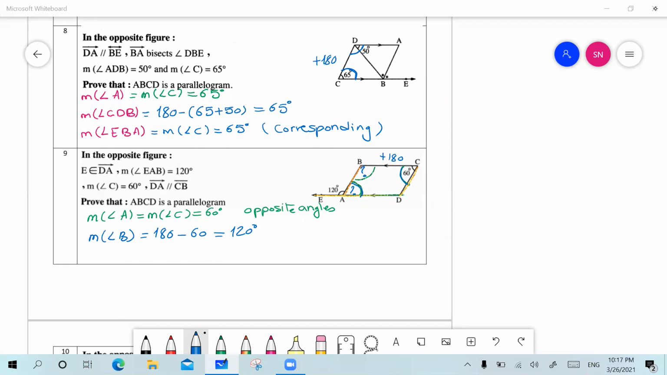بس انا ما كنتش ينفع اعملها بطريقة تانية. ممكن تعملها بطريقة تانية. انت كنت بتعملها ب alternate angles اهي. تمام.